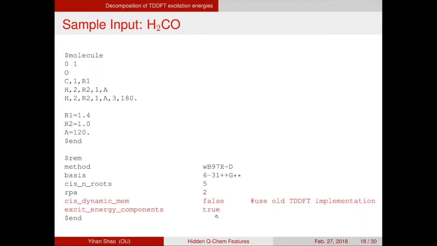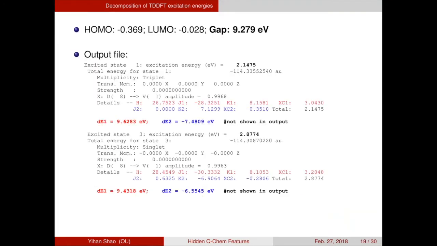If we add those lines into the Q-Chem input file and run the calculation, in this case for a molecular TDDFT calculation, we're looking at the three lowest excited states. We'll find that the first state is a triplet, and the third state is a singlet. Both involve the transition from D8, that's the HOMO, to V1, that's the LUMO, with amplitudes very close to one.